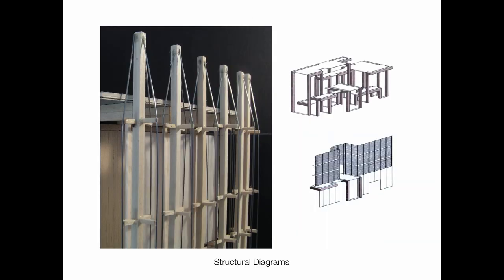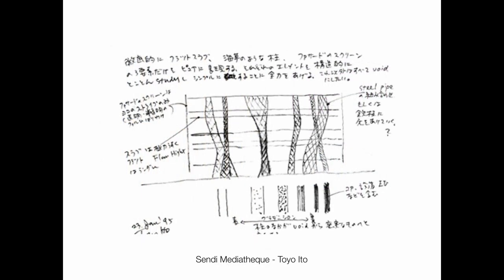Another example here where you've got, these are structural diagrams of where the columns and or where the skin go in this particular building. You're pulling those two pieces out and showing just the structure, just the skin. Another example here, anybody seen or heard of the Sendai Media Tech? No? Okay, this is in Japan, Toyo Ito building. This is his diagram of the building.